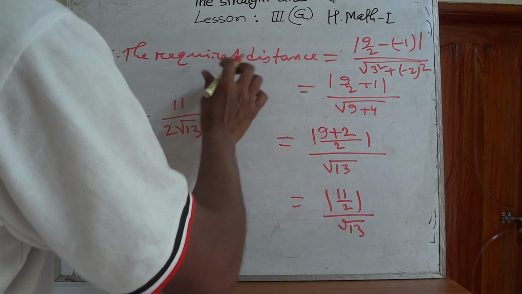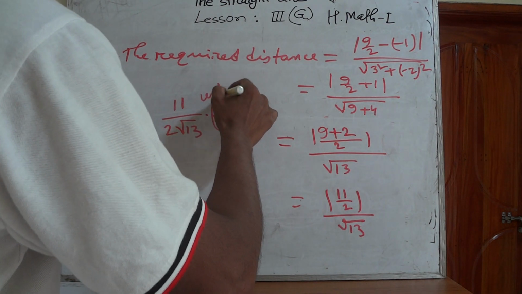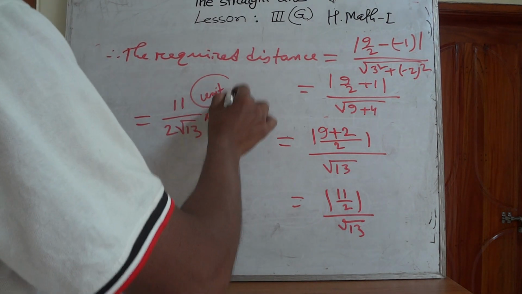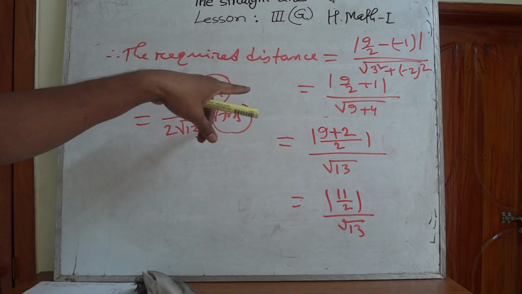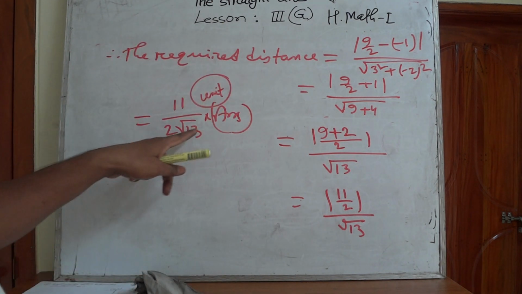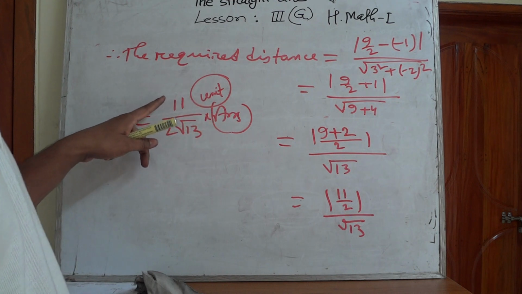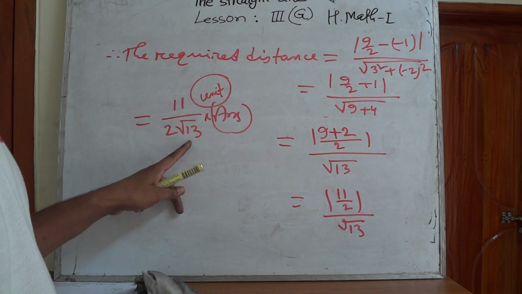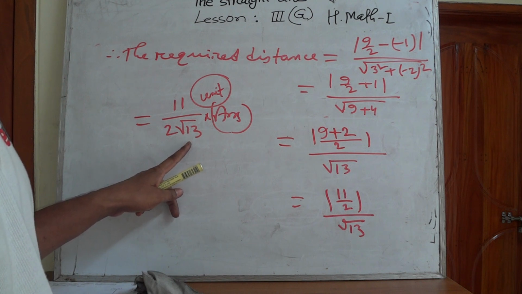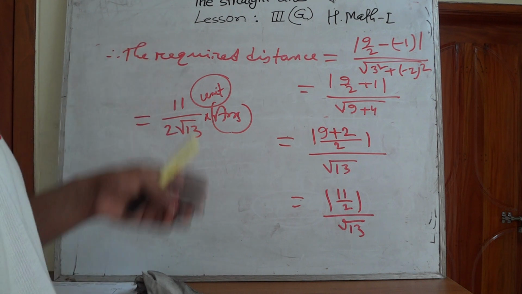You can use a unit for distance here. They don't mention any kind of unit, so you can write only unit. That means 11 divided by 2 square root of 13. This is the required answer. I think that everybody will solve questions related to this formula.